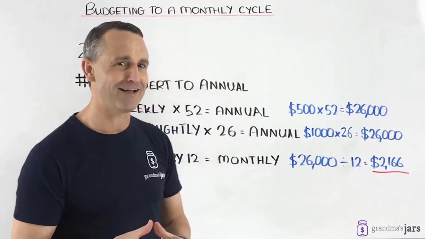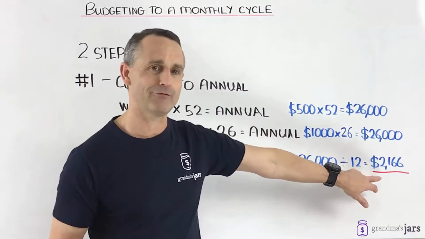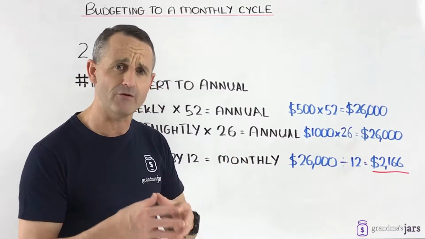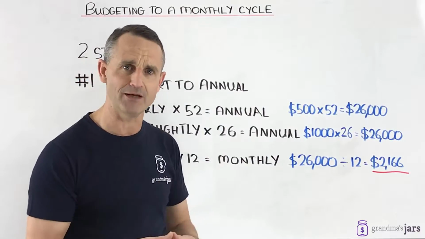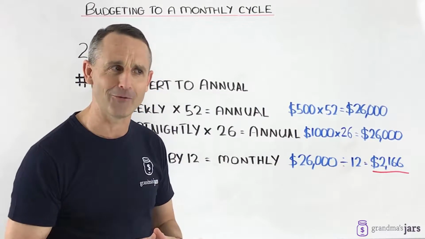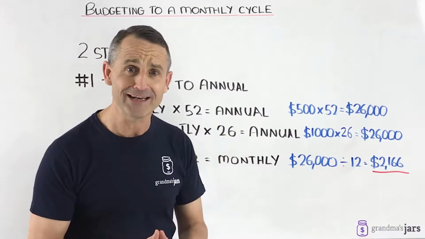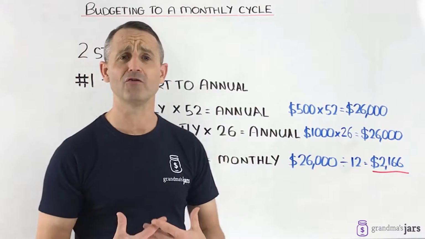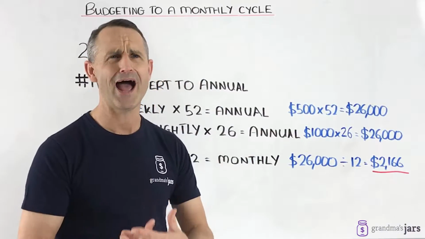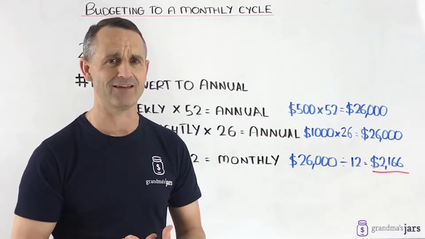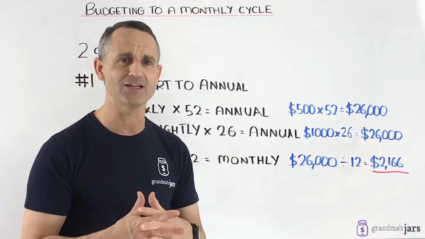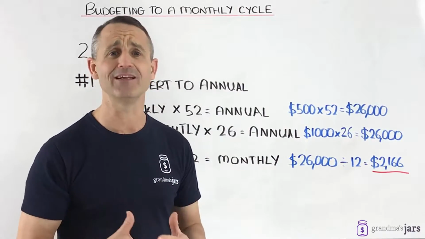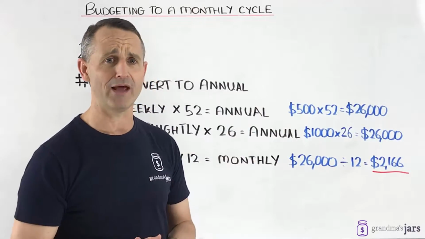In the Grandma's Jars app, you'll notice that it spits out a slightly different figure. That is because my overzealous developers wanted to be very, very right with this figure, and they included leap years, which has added a little bit extra to it, which is a complication I didn't really need, but there you go. It doesn't make too much of a difference. What I want to do now is just show you how this actually works out in reality, because there are some complications when you start budgeting to a monthly cycle. They're not a big deal, but we need to understand them. So that's what I'm going to go on with now.